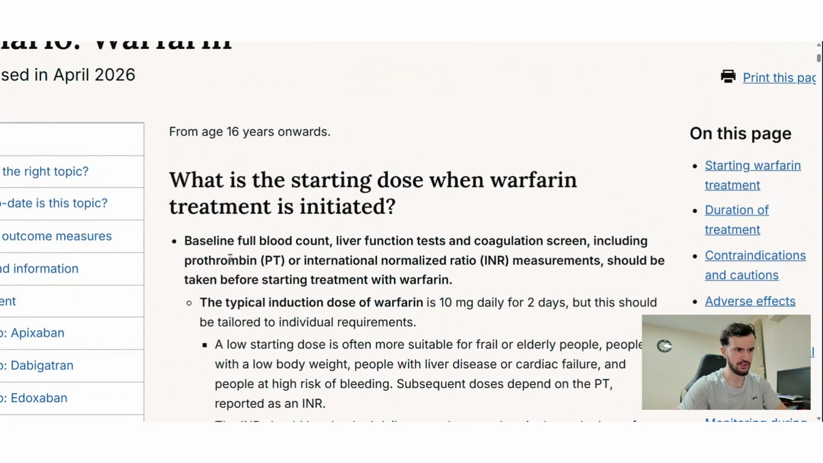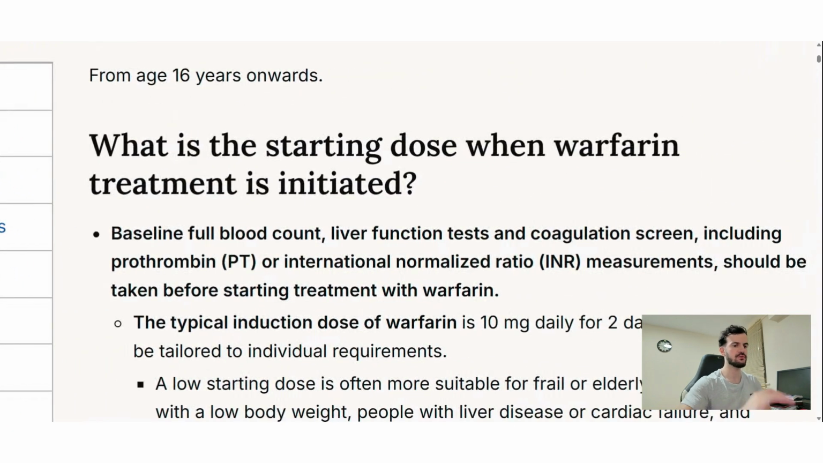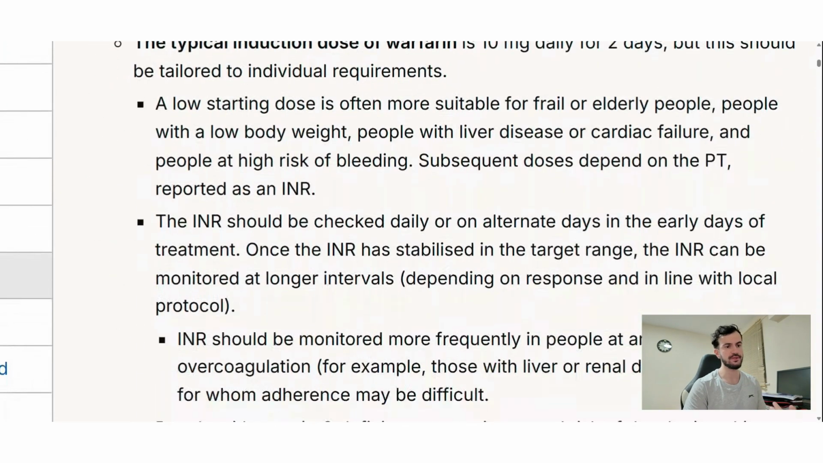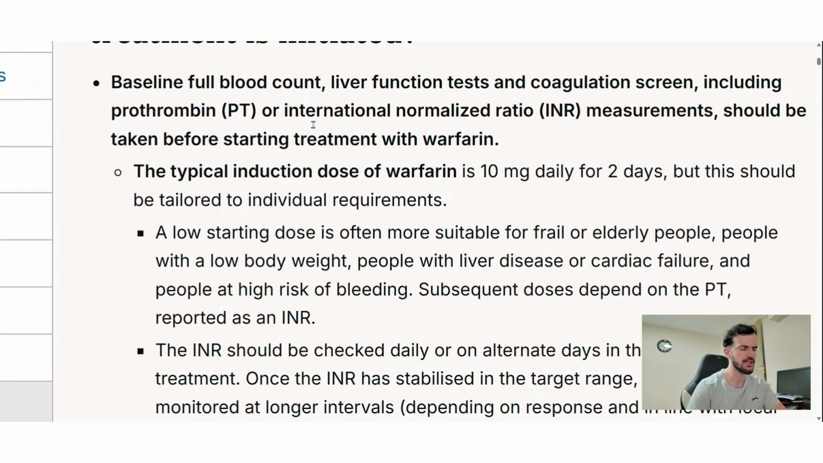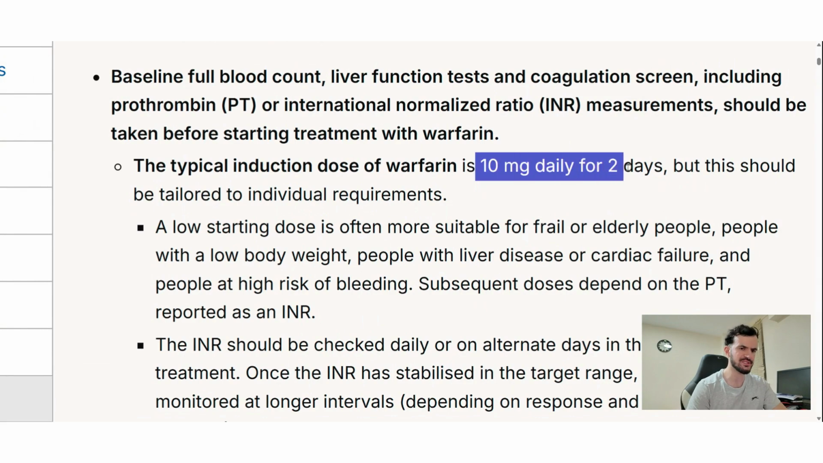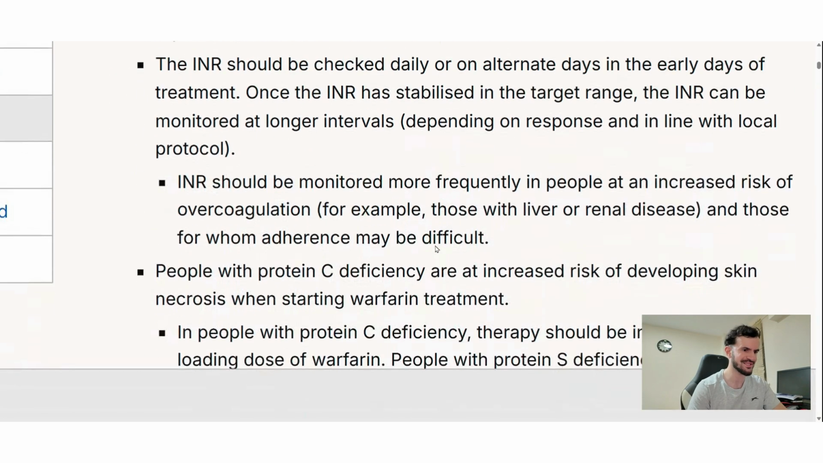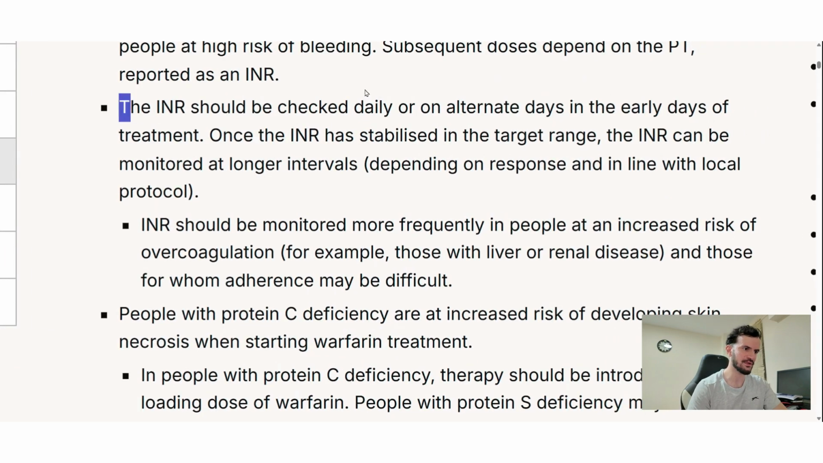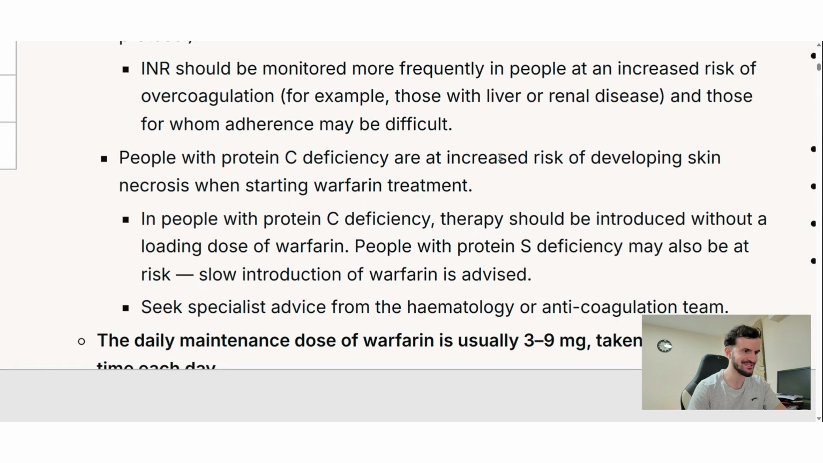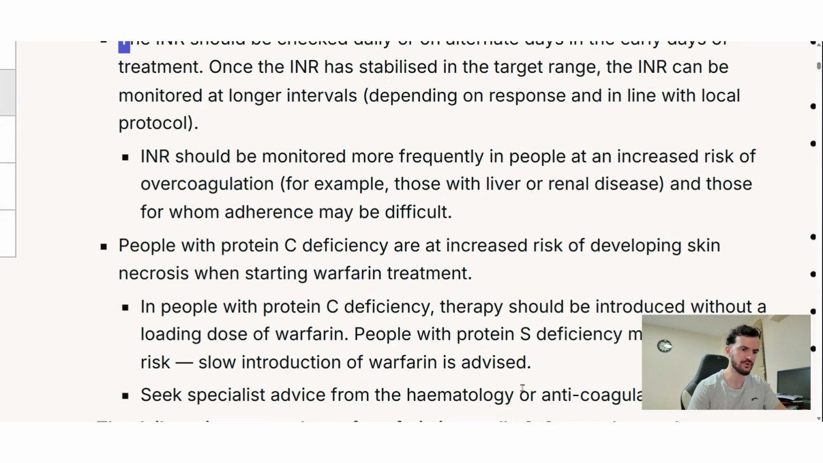So let's start again. What are the monitoring points before starting warfarin? The points are based on full blood count, coagulation screening, as well as LFTs. And the coagulation screening includes INR or PT measurements. So your typical induction dose is 10 milligrams daily for 2 days, and there's a lot of important things, like when you check INR daily or on alternate days, and it's monitored more frequently with those with liver disease.